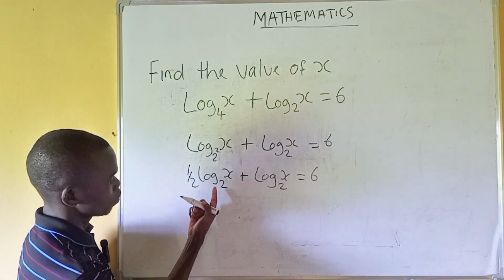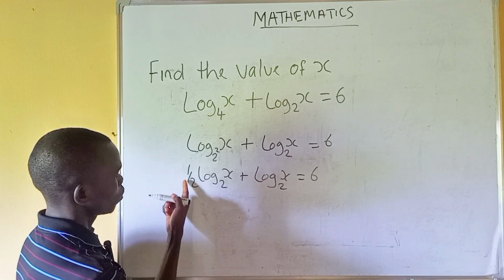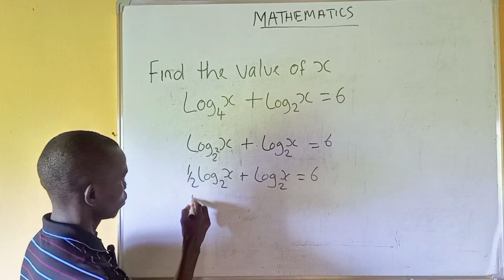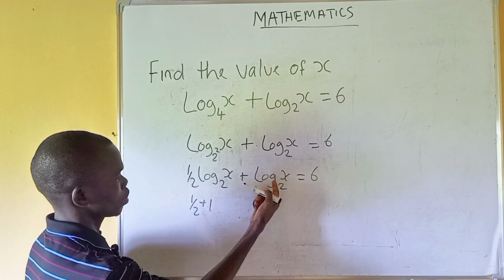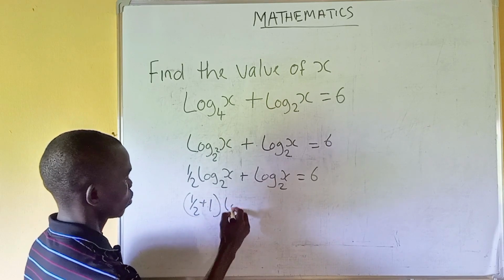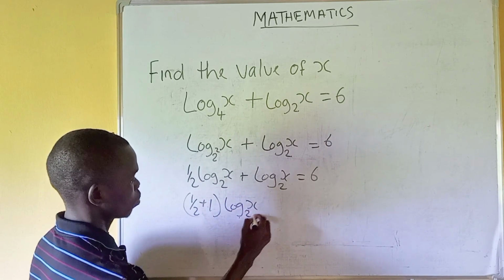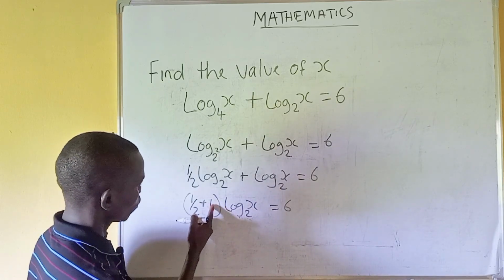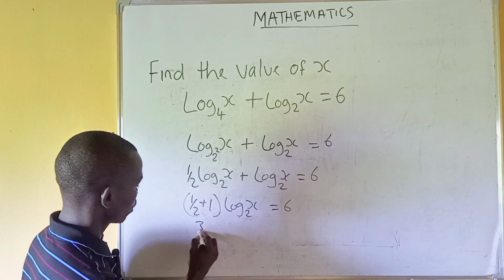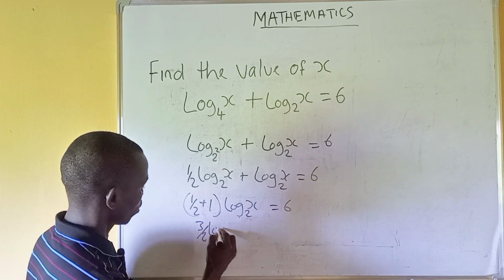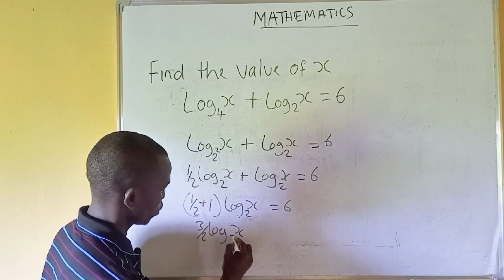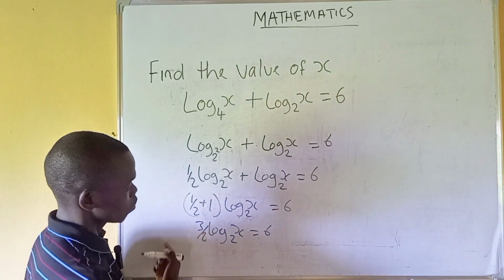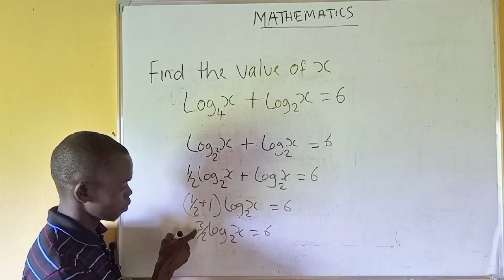If you look at here now, we have the same log. It will now be 1 over 2 plus 1, since this is 1, log s base 2 equals 6. So here will now be 2 times 1 plus 1, which is 3 over 2 log s base 2 equals 6. For us to remove this value, we multiply both sides by the inverse of this number.